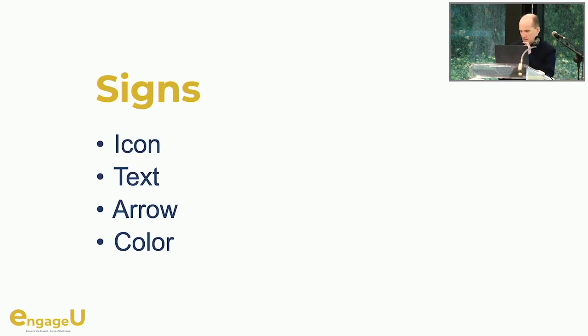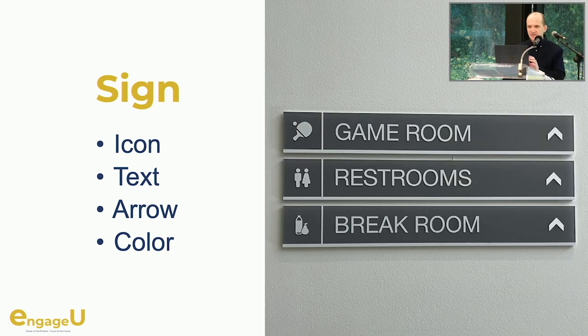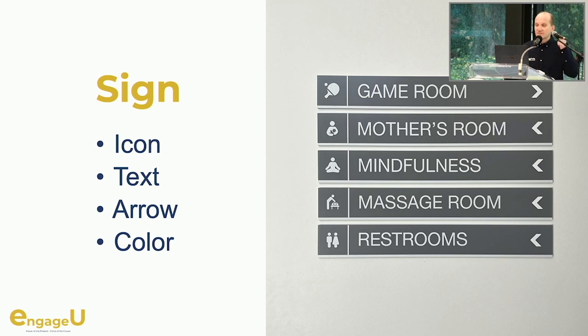So talking about buttons and signs, we can combine four different elements: icon, text, arrow, and color. This is an example. I like it really because they combine these four items in a really good way. They are clear, easy to read. They have arrows, text, colors. Great.